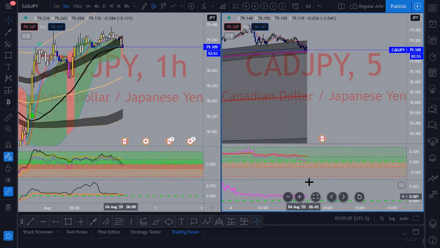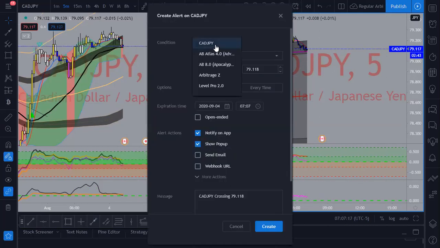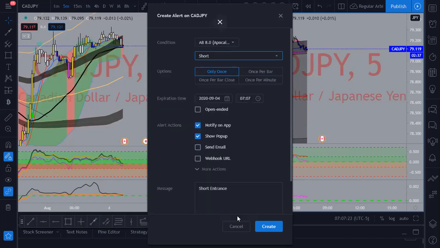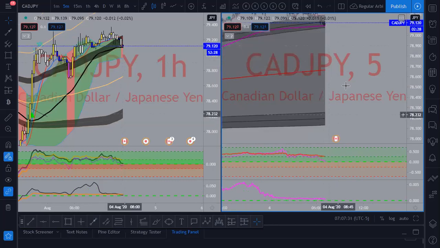Level pro and also arbitrage Z is not quite confirmed yet for that sell, but I'm pretty sure in the next couple minutes, if price keeps dropping, that it's gonna give the sell alert. So I'm gonna set up my short alert, create, and just let it play out. But I do want to see this sell play out. I do want to see this drop and come down over here to 78.332. So this is the play.